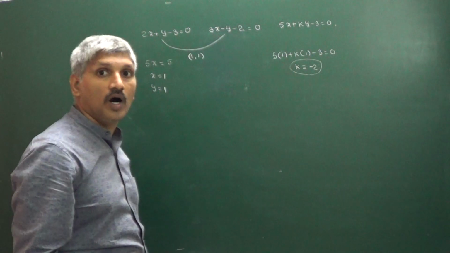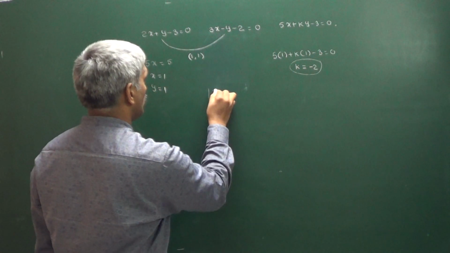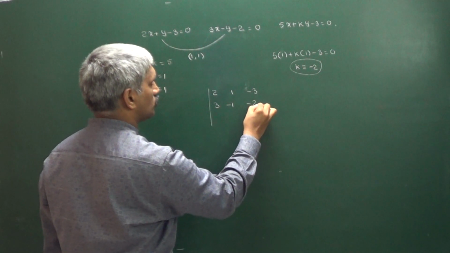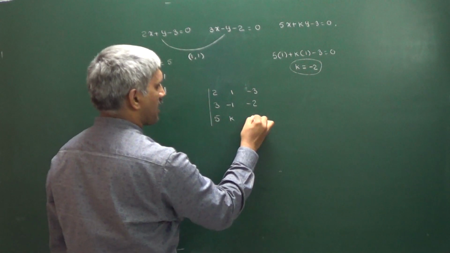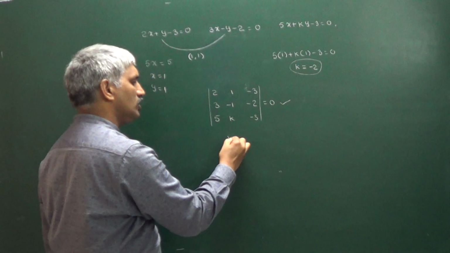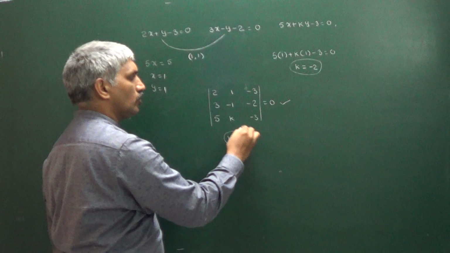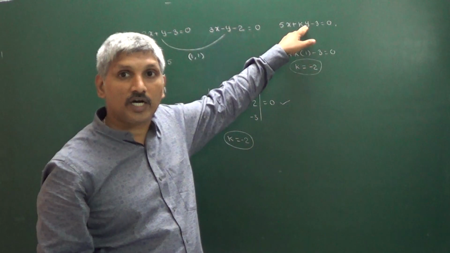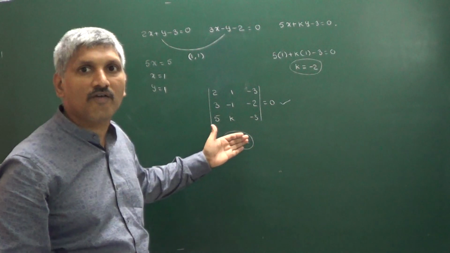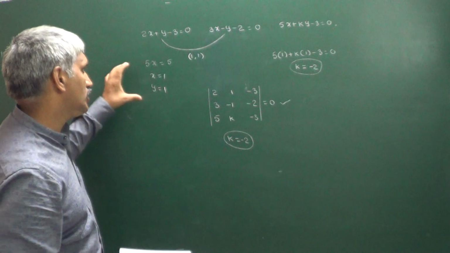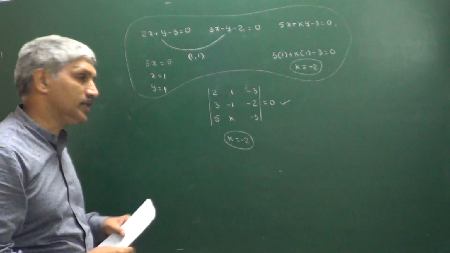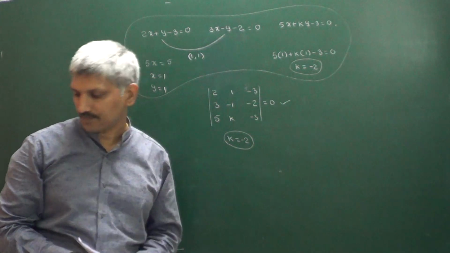Or otherwise, we can do it in this way. The determinant with rows 2, 1, minus 3; 3, minus 1, minus 2; 5, k, minus 3 is equal to 0. Definitely you will get the value of k equal to minus 2 only. Three lines are concurrent means the determinant must be equal to 0. So you will get the value of k. Anyway you can proceed. This is the method we can use for our board exam purpose. This we can use for the objective exams.